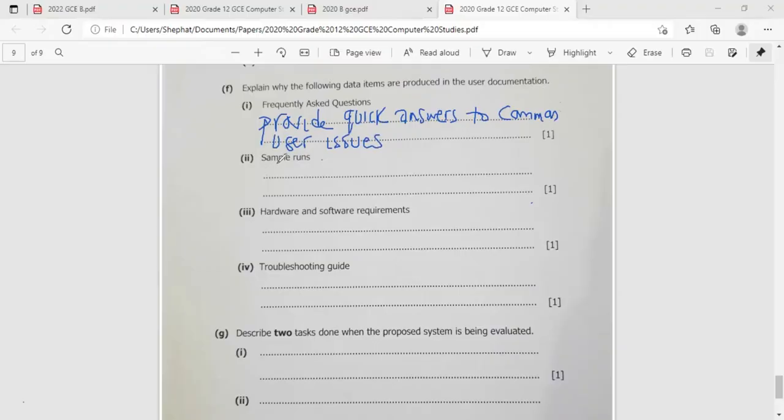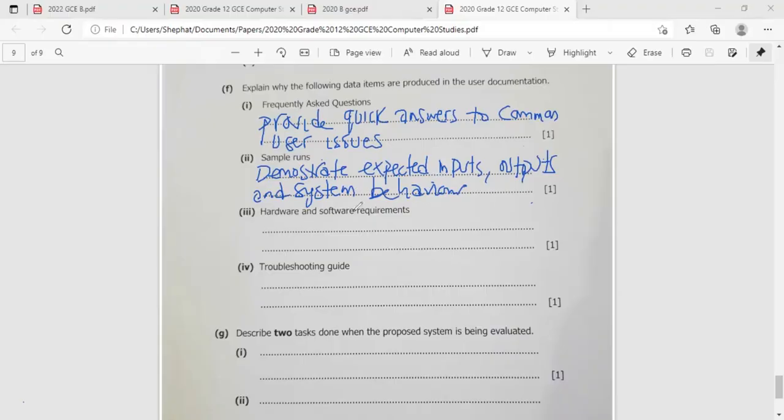Why do we need the sample runs in user documentation? So that we can see the expected inputs, outputs, and system behavior. Okay, so to demonstrate expected inputs, outputs, and system behavior.